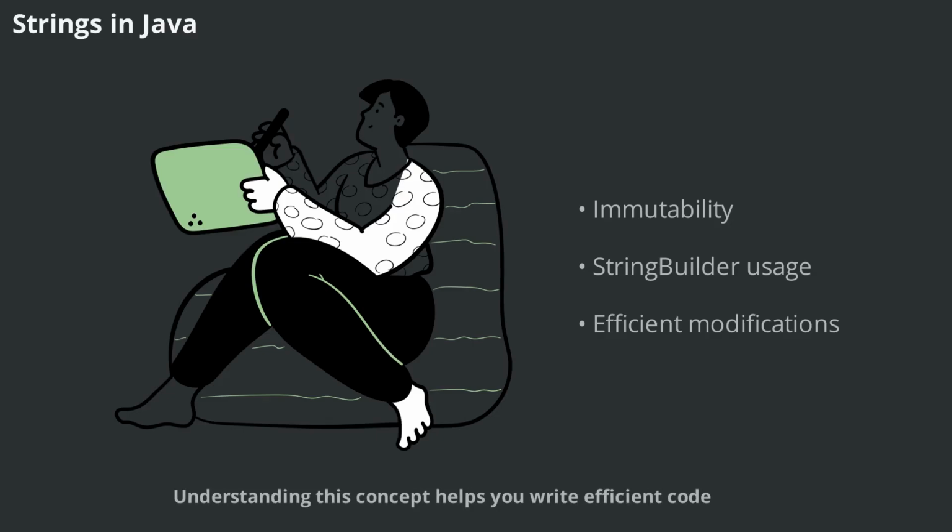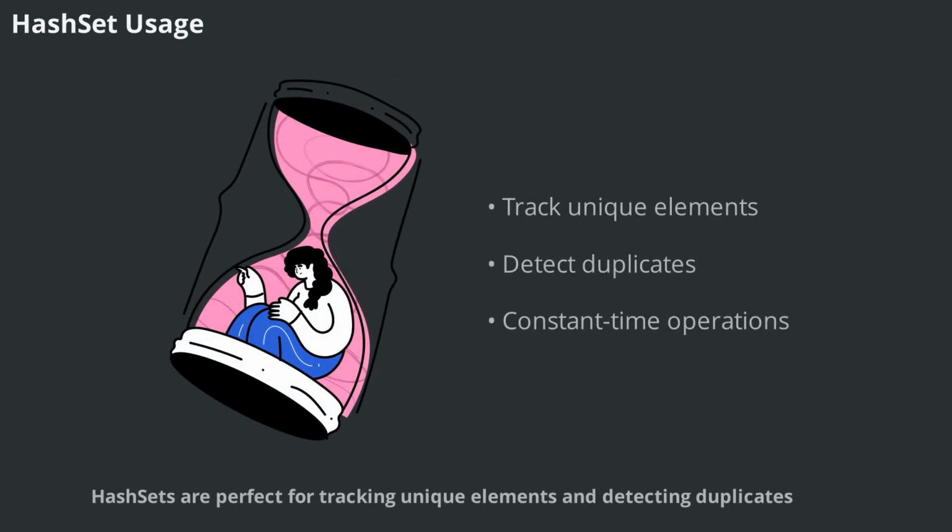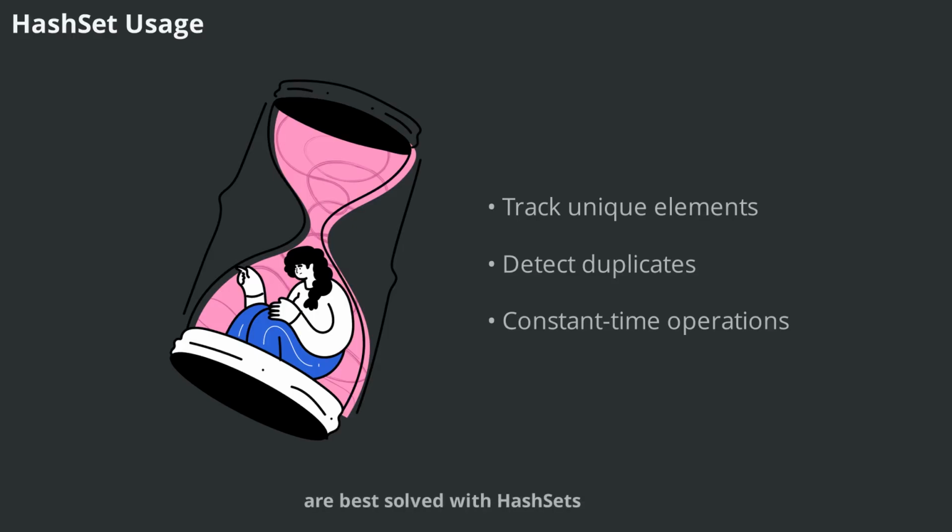Understanding this concept helps you write efficient code, especially when dealing with large amounts of text. Use StringBuilder for heavy modifications to improve performance. Hash sets are perfect for tracking unique elements and detecting duplicates. They provide constant time operations for add, remove, and contains. Many interview questions, like finding duplicates or unique values, are best solved with hash sets.